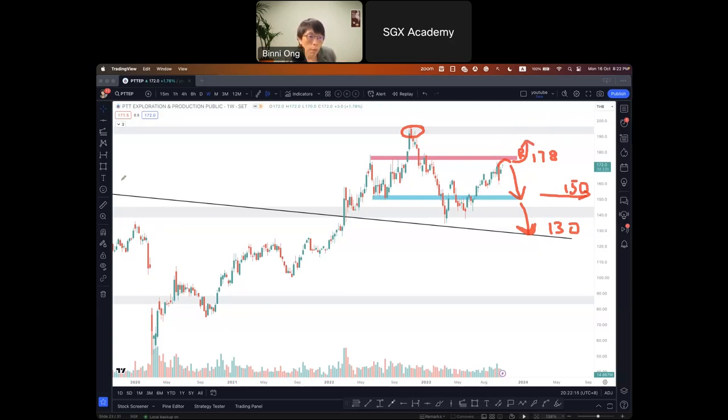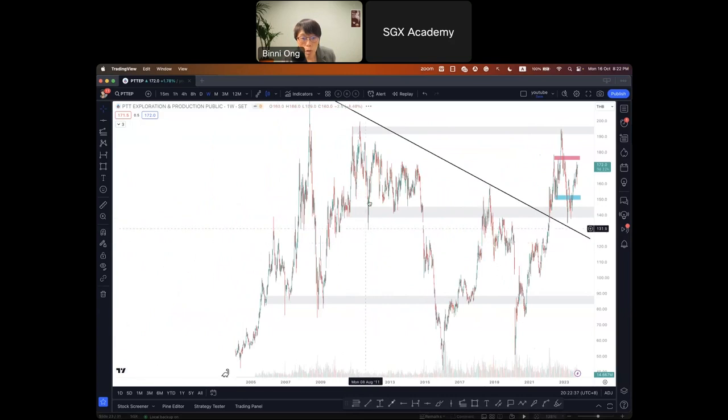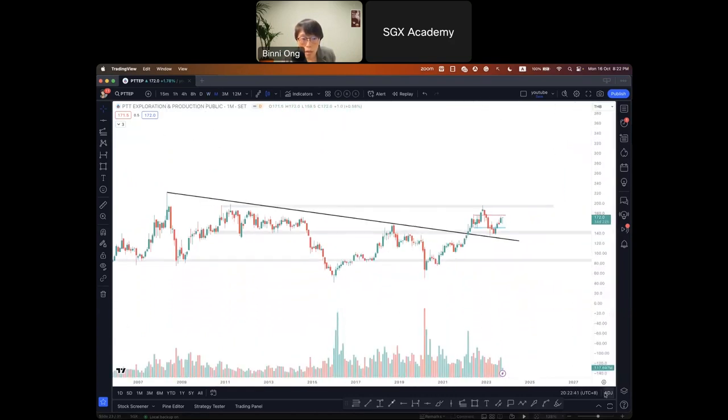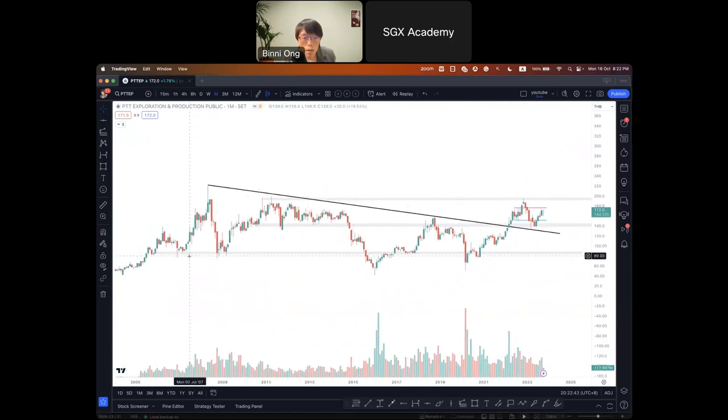But if you take a look at the whole setting of PTTEP, it is staging a very strong uptrend. That means I have to assume that the 13 years of consolidation that we saw from PTTEP had been broken. So what do I mean by 13 years? Let me switch to a chart here. See that? This was that 13 years of consolidation.